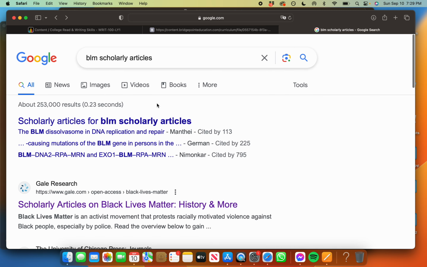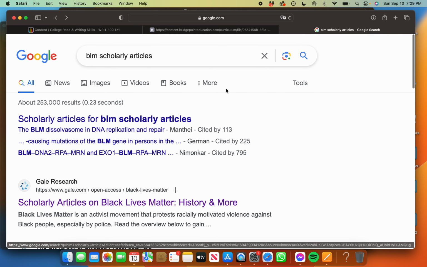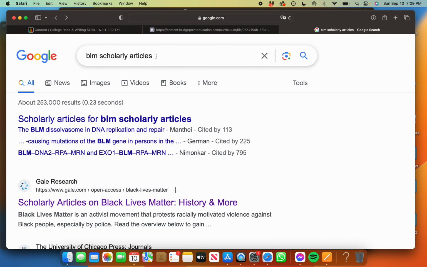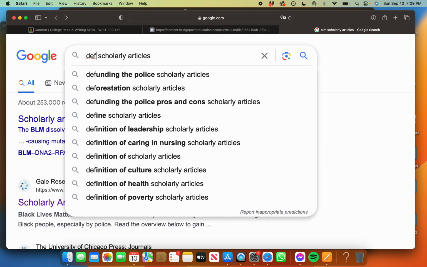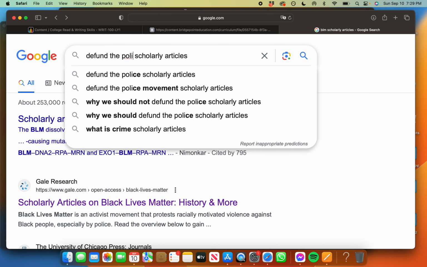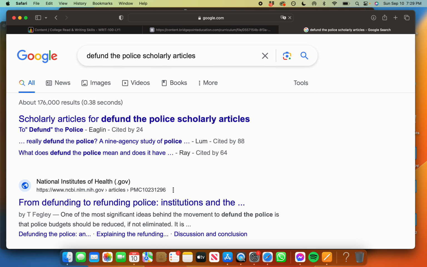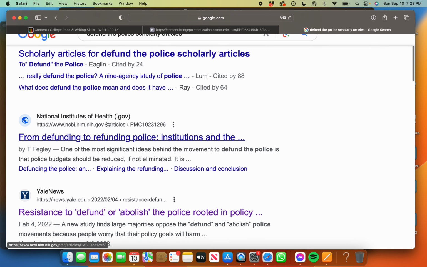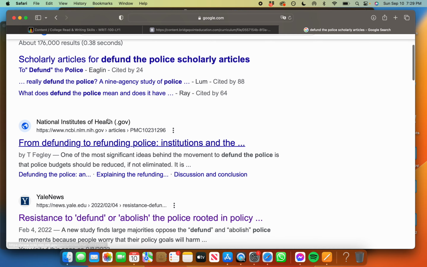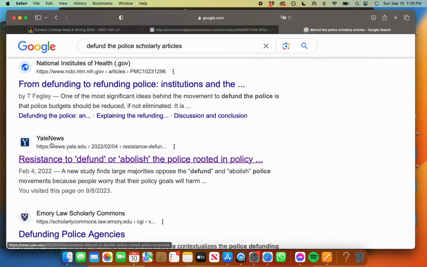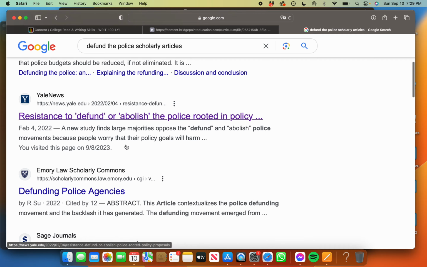So pick 3 sources. My suggestion here is to pick, so as you're picking your potential topics, maybe pick 2 or 3, right? So let's say defund the police, and then look at how much resource information there is and make sure that you can find enough to support, right? National Institutes of Health, that might be a good one. It's a government site. Yale News, Yale Education.